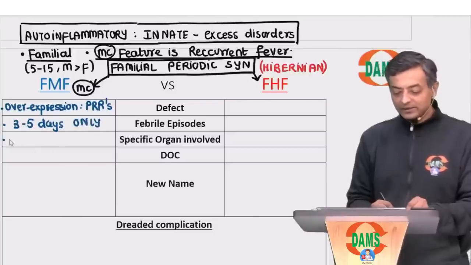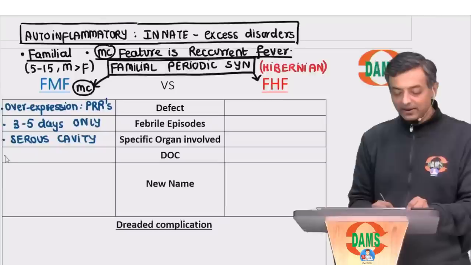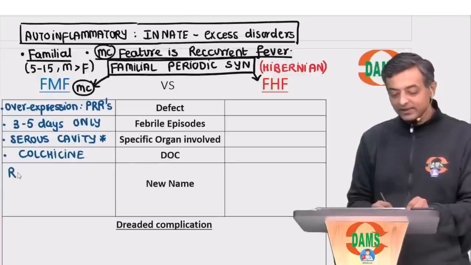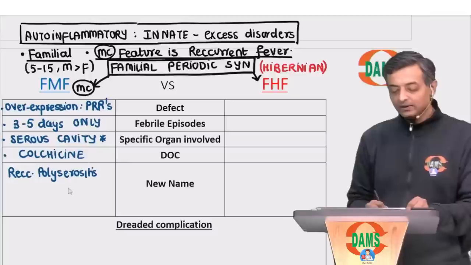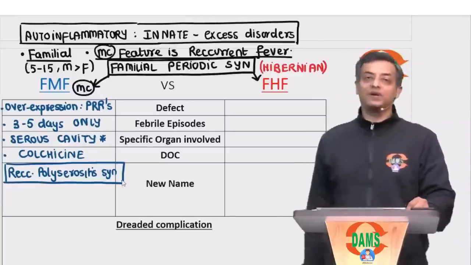The specific organ involved is the serous cavity, and the drug of choice is colchicine. That's why the new name is recurrent serositis. Recurrent polyserositis syndrome is the new name for familial Mediterranean fever.